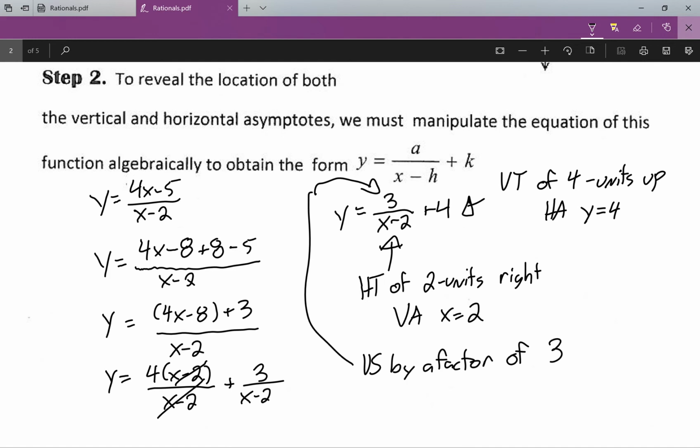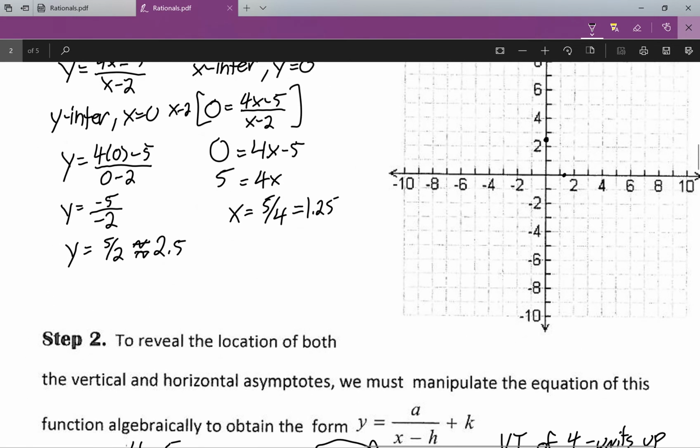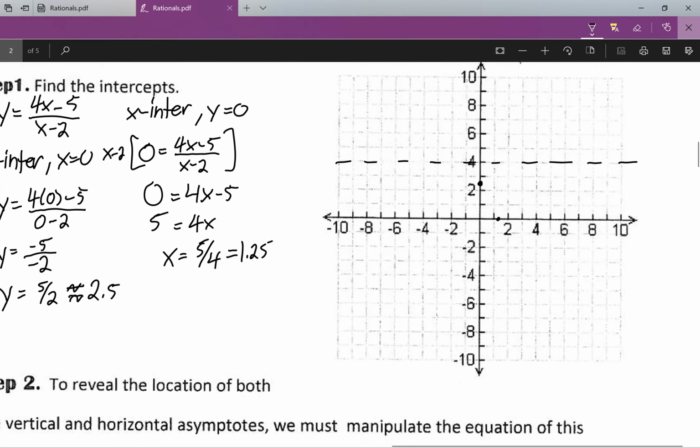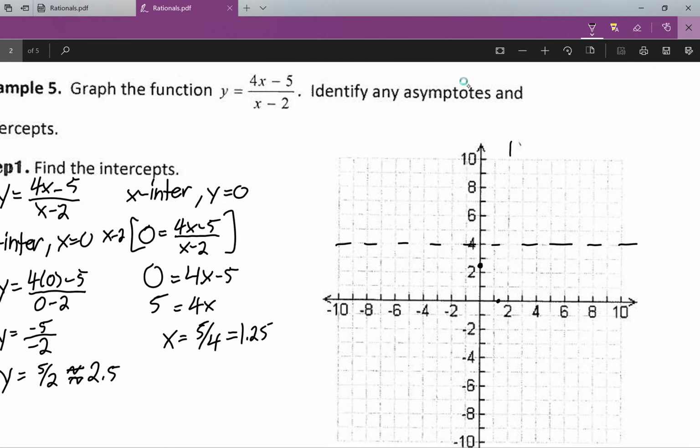My vertical asymptote is at x equals 2, my horizontal asymptote at y equals 4. So I have my horizontal asymptote, which is going to be at y equals 4, and I draw in my dotted line to represent the horizontal asymptote. My vertical asymptote is at x equals 2, so I draw my vertical asymptote in with that dotted line. Now, the reason I call this the crosshairs is because these two dotted lines create something that looks like a crosshair.